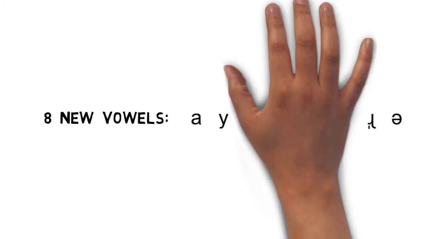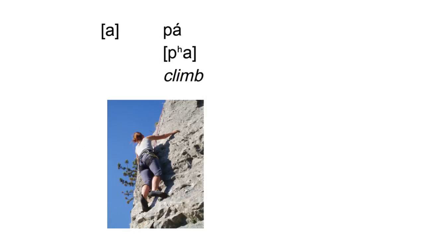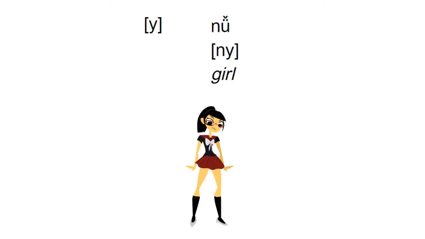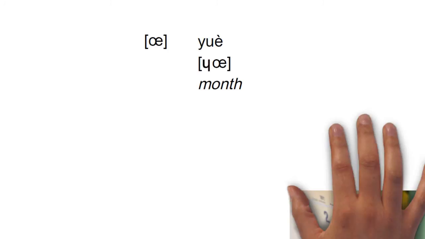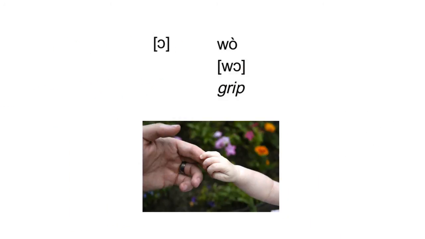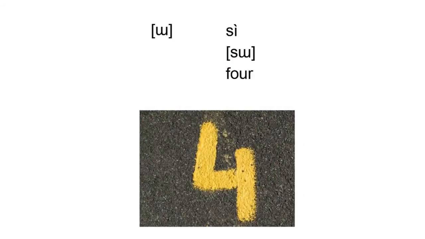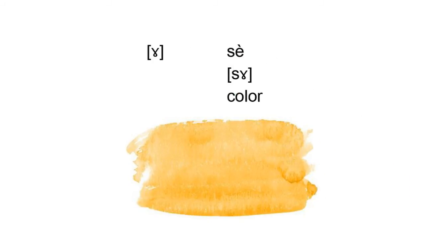And then we covered 8 new vowels. The first was a as in pa, which is the same vowel English uses at the start of words like now. And then we covered 5 vowels that played around with lip rounding. We had 3 rounded ones, ü as in yu, a rounded version of i, ue as in yue, a rounded version of e, and o as in wo, which is a rounded version of uh. And then we covered 2 unrounded vowels, i as in si, an unrounded version of u, and e as in se, an unrounded version of o.